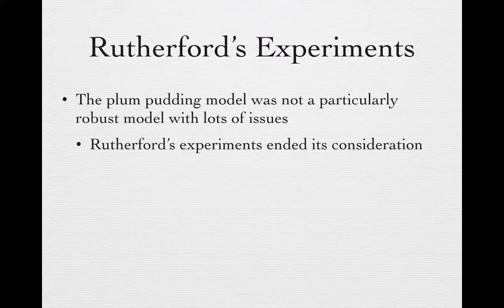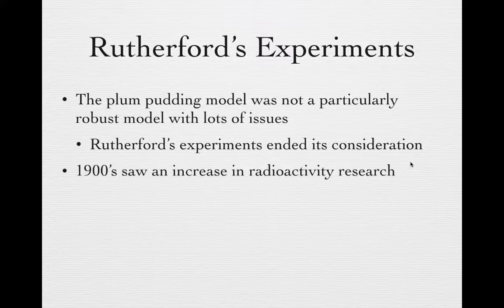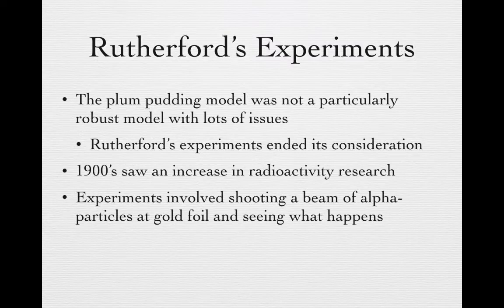and one of the experiments that pretty much destroyed the last remnants of the plum pudding model and also proposed really the model that we look at today is Ernest Rutherford's experiments. What he started doing is looking at radioactivity. The 1900s did see a very large increase in radioactivity research. And one of the things that Rutherford was doing was taking a beam of alpha particles from a radioactive alpha emitter, and he would shoot this beam at gold foil just to see what would happen.